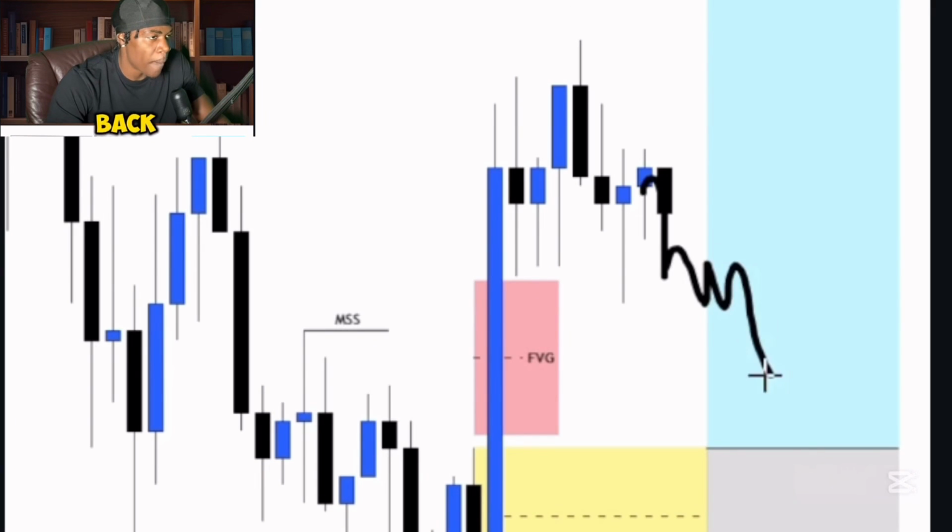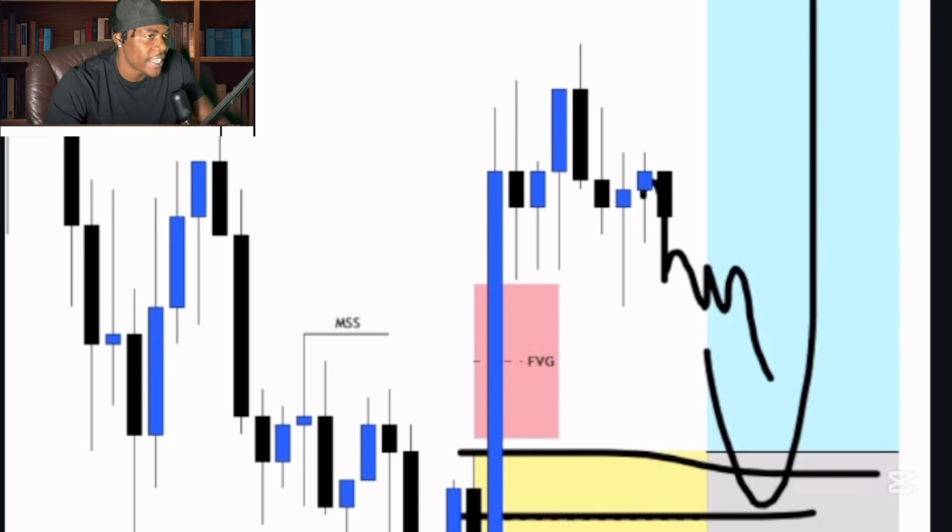We just want to see price pull back and fill in this fair value gap, either mitigate the open or the 50% to then extend higher.